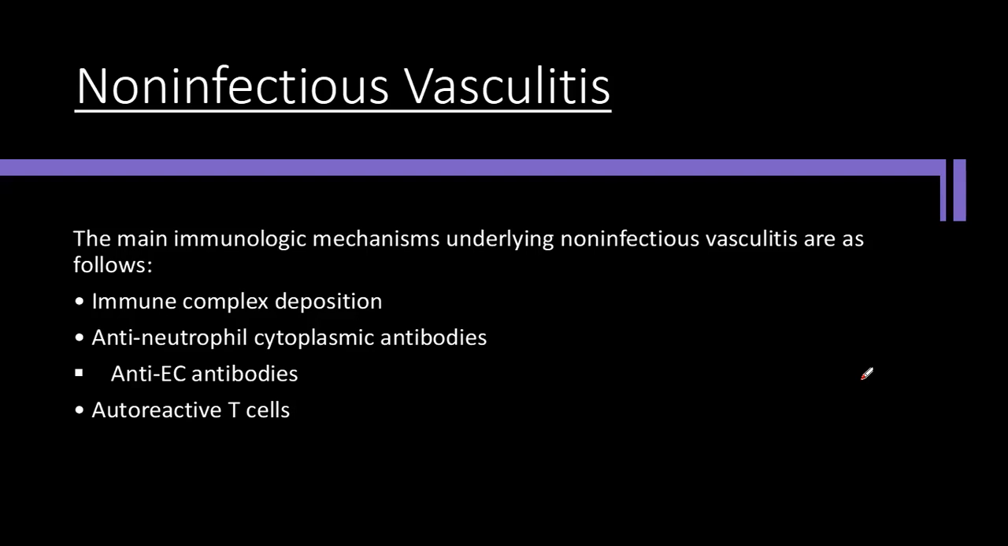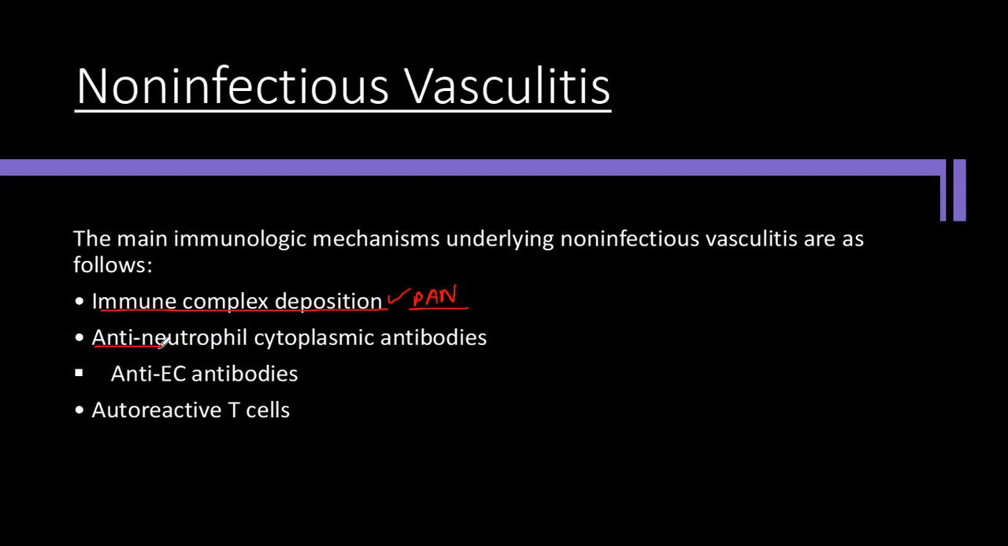Now, under non-infectious vasculitis, the main immunological mechanisms include, one, immune complex deposition. Under this, I want you to remember especially polyarteritis nodosa, where in only a third of cases we have immune complex. Also, drug hypersensitivity vasculitis is due to immune complex deposition.